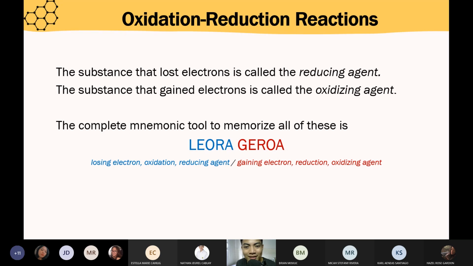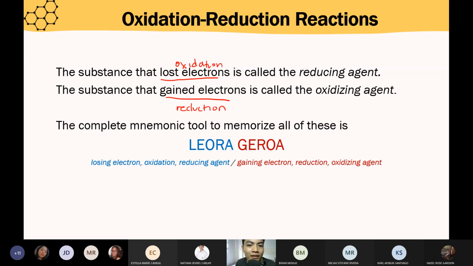Baka malito kayo kasi alam natin, kapag losing electron, oxidation; pag gaining electron, reduction. Pero bakit yung tawag sa kanila baliktad? Reducing agent, oxidizing agent. Bakit kaya? Kasi the idea lang here is that if this loses electron, it helps the reduction reaction. If this gains electron, it helps the oxidation reaction. Kung sino yung tinutulungan niya, yun yung tawag sa kanya as an agent.